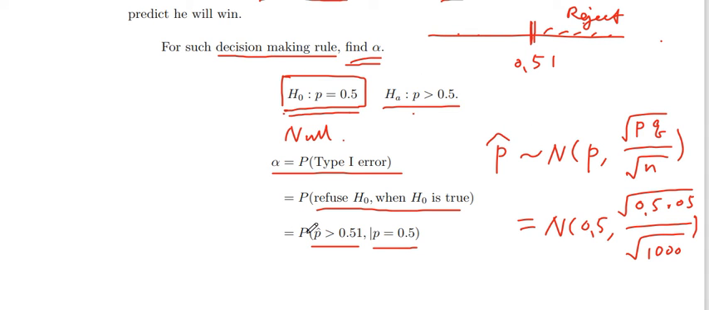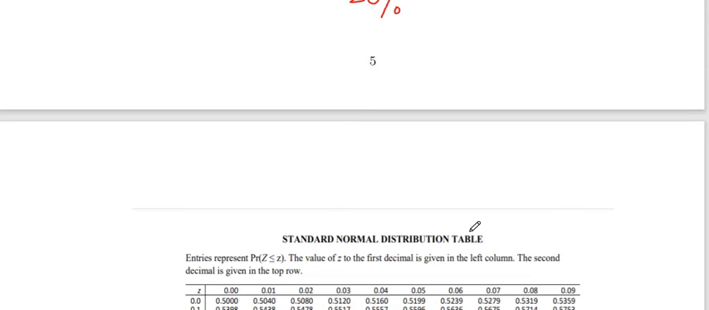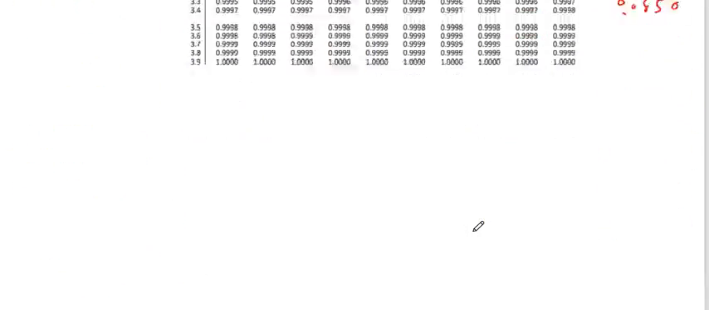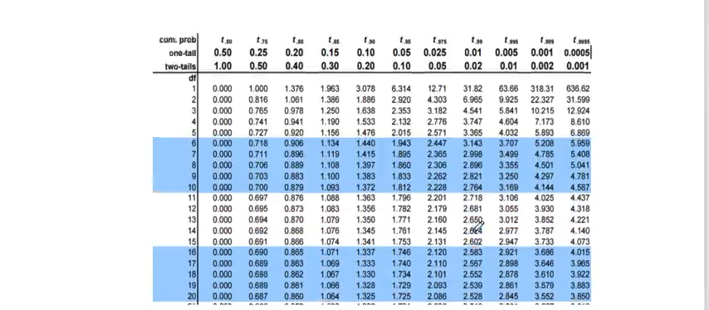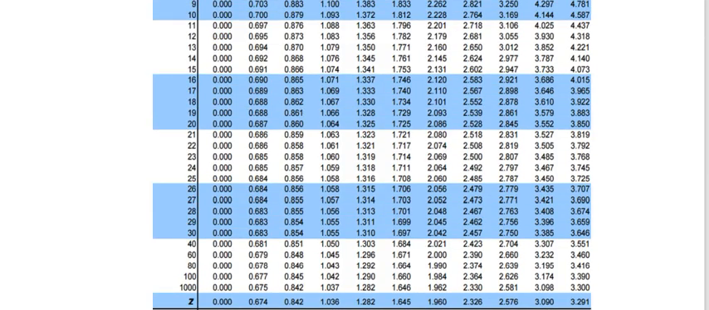But anyway, to find alpha, we are finished. This alpha is the type 1 error. Type 1 error is rejecting H0 when H0 is true. We need to find this probability. Okay, so this is today's topic.